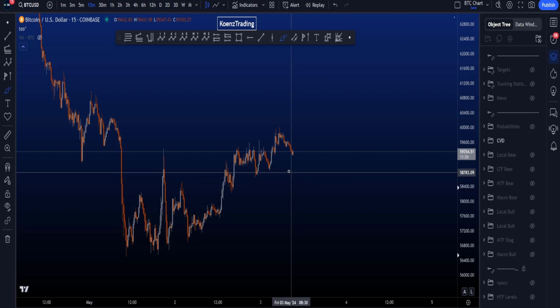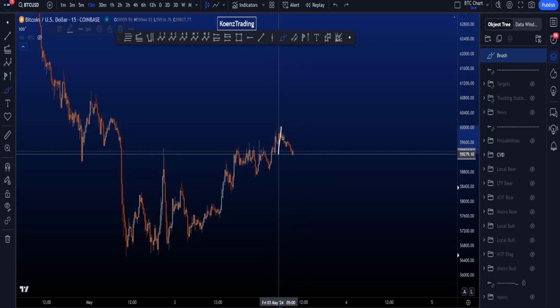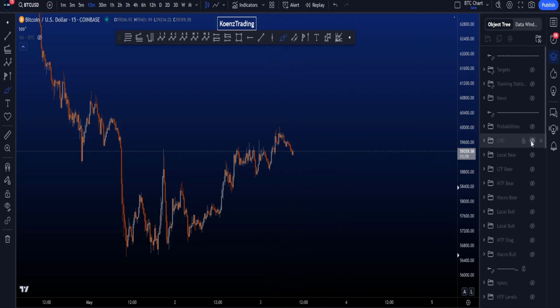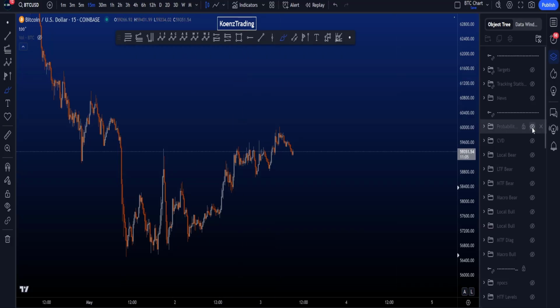Now with regards to the CVD, all of the CVDs played out and locally there's not much to be seen. We need a bit of a longer range over here, so patience is necessary. We do have some news today as well though. Friday over here, the 3rd of May, 2:30 p.m. Central European time and 4 p.m. Central European time. So make sure you trade safe around these hours as volatility might increase.